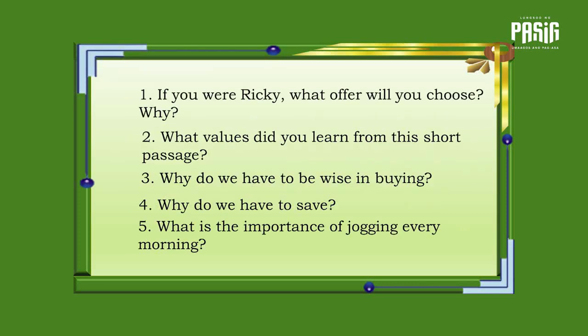And here are the questions. Question number 1. If you were Ricky, what offer will you choose? Why? Question number 2. What values did you learn from this short passage? Number 3. Why do we have to be wise in buying? Number 4. Why do we have to save? And last question, number 5. What is the importance of jogging every morning? Take note, class, that you are going to write your answers on a blank sheet of paper for these questions.